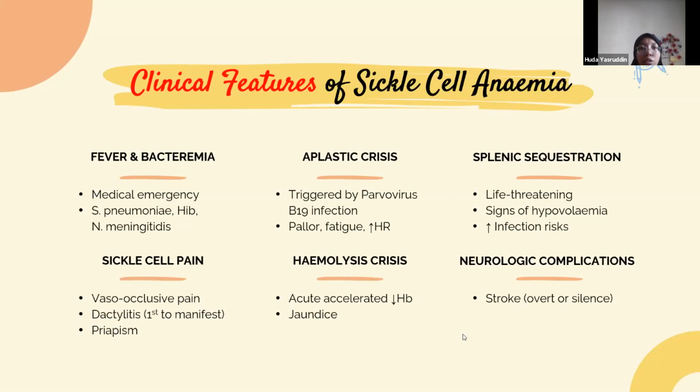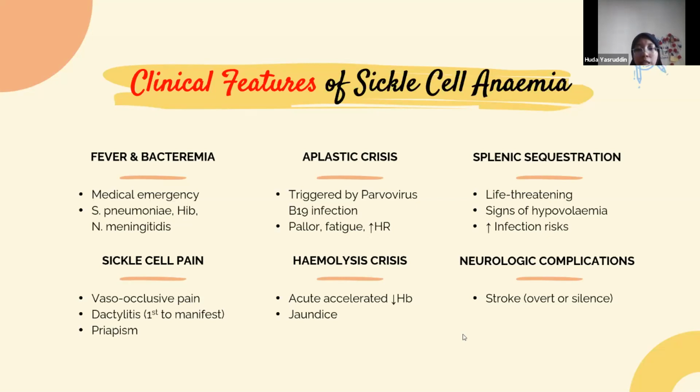And also in adolescents, we can see that the child may have priapism. Priapism is an unwanted painful erection of the penis, and this is caused by venous stasis at the corpora cavernosum. And for the hemolysis crisis, because there is accelerated destruction of hemoglobin, there is a lot of hemolysis and so on. So there will be hemolytic jaundice.